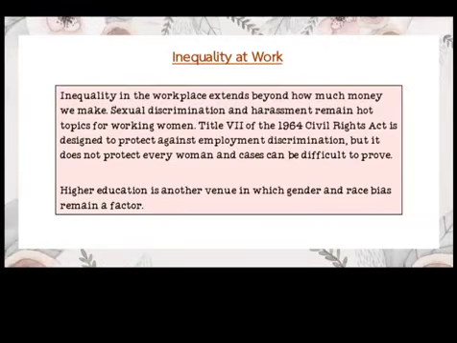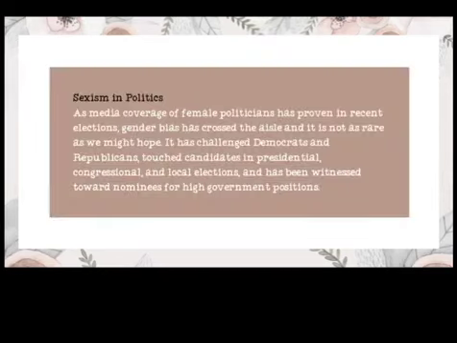Inequality at work. Inequality in the workplace extends beyond how much money we make. Sexual discrimination and harassment remain hot topics for working women. Title VII of the 1964 Civil Rights Act is designed to protect against employment discrimination, but it does not protect every woman, and cases can be difficult to prove. Higher education is another venue in which gender and race bias remains a factor.